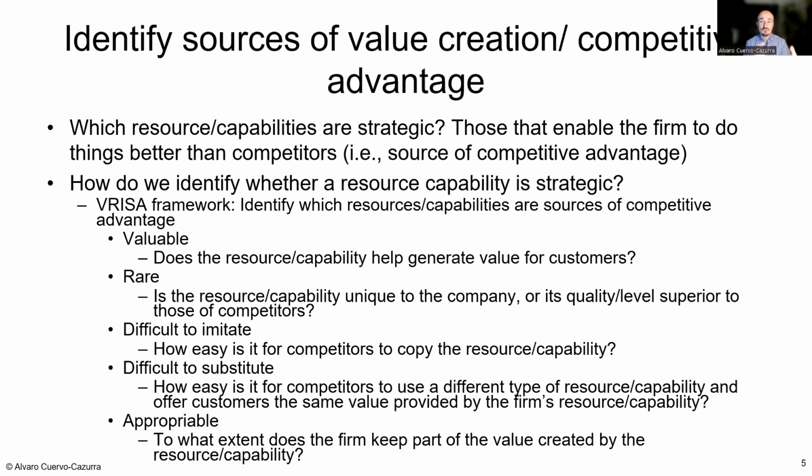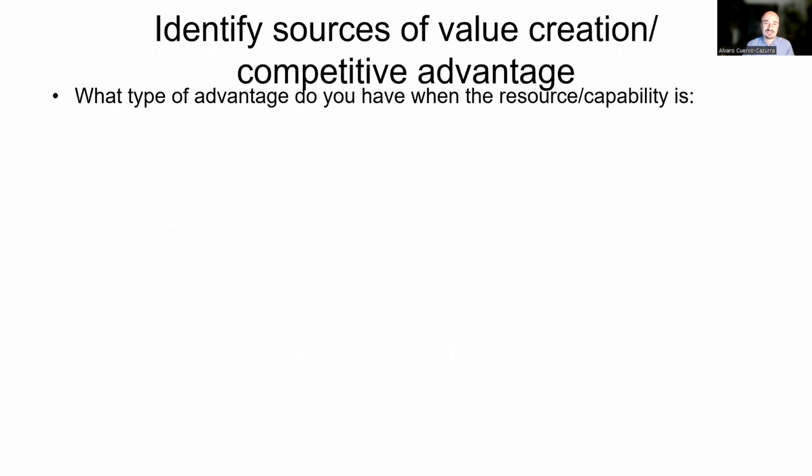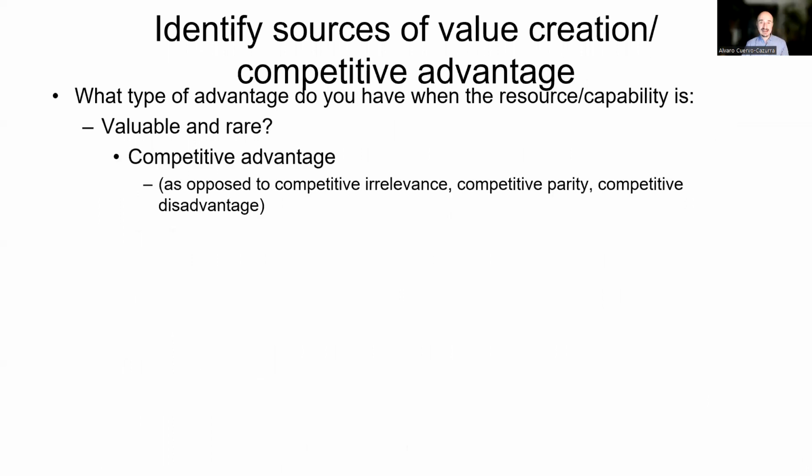If this is the case, and this is at the level of resources or capabilities, identify some of them. Is it going to be valuable, rare, difficult to imitate, substitute, and appropriable? They potentially are going to be a source of advantage. Now, let's see what happens with combinations of these different dimensions. So what happens with a resource that is valuable and rare? That's a source of competitive advantage. It's the definition of competitive advantage. I'm better than my competitors at satisfying customers.